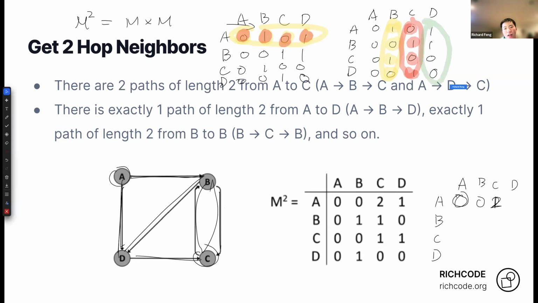Okay, and now let's look at this final column. 0 times 1 is 0. 1 times 1 is 1. 0 times 0 is 0. 1 times 0 is 0. So we have, if we add it all up, it's 1. Okay, so let's move to the second row, first column.